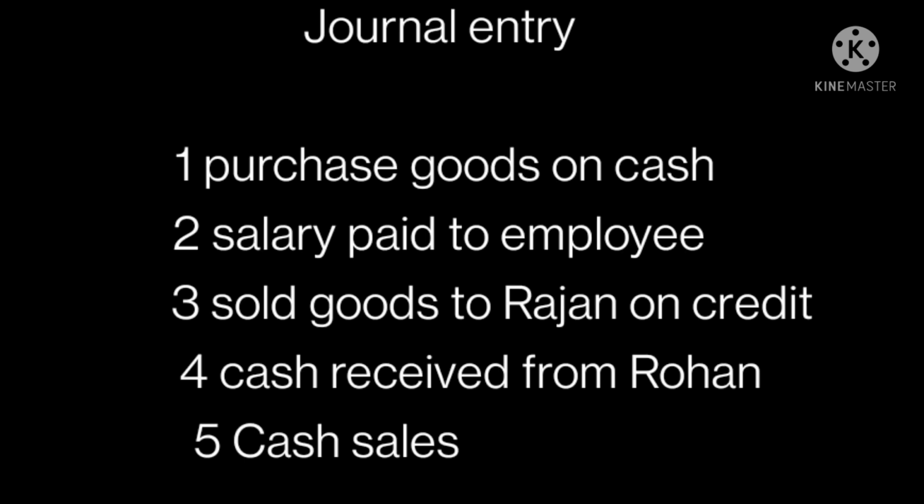Now you can see some examples on the screen which show: purchase goods on cash, salary paid to employee, sold goods to Rajan on credit, cash received from Rohan, and fifth one, cash sales. So these are the five transactions and we have to find out what is debit and what is credit. That means what is coming in and what is going out.